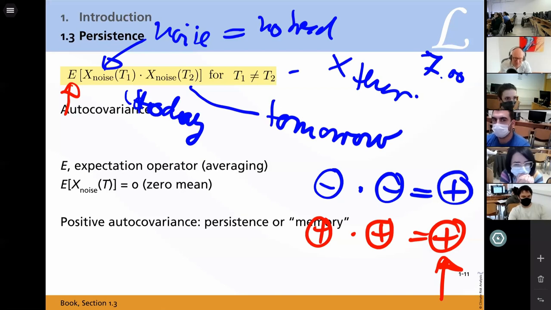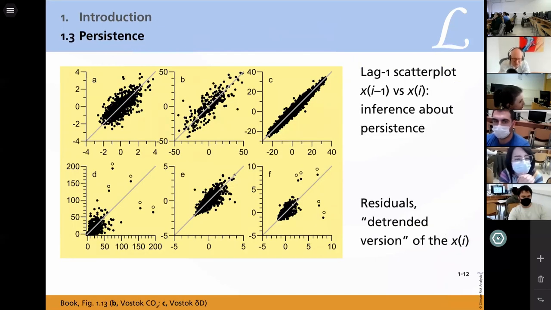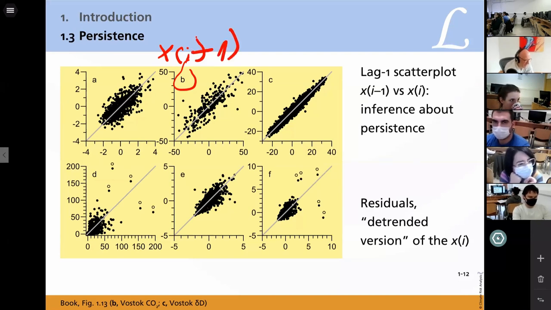We will have the chance to have a mathematical description of that in chapter 2 after we made a break. But we can already now have a look at the paleo data whether they also exhibit persistence or memory. And this is done in figure 113 of the book. And again, this is Vostok CO2. And what are plotted here are called lag 1 scatter plots. So these are 6 scatter plots, and in each plot, on the vertical axis, we plot x of i minus 1 against x of i.